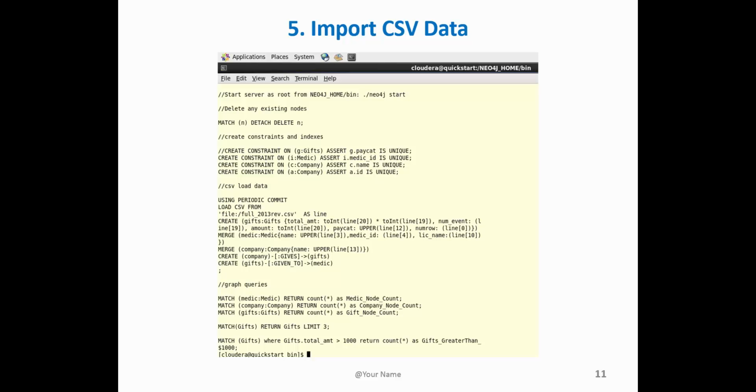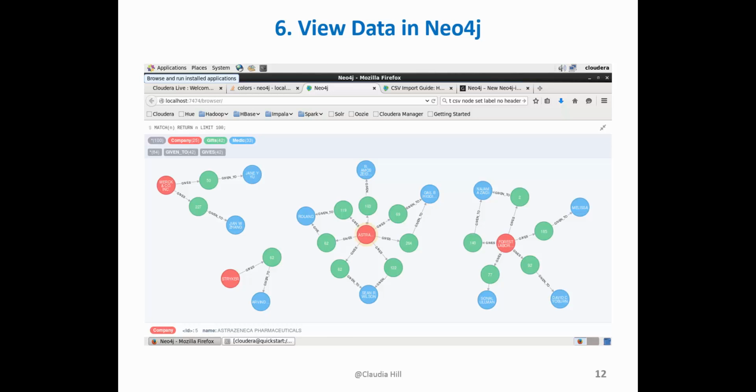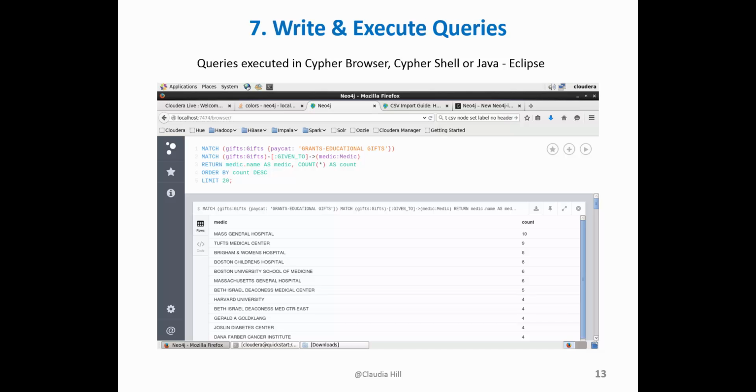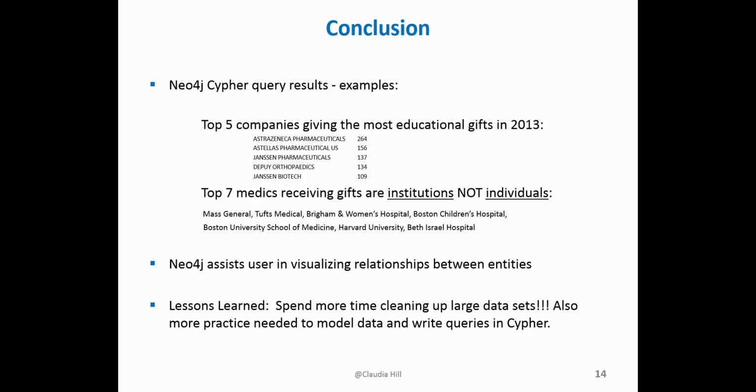That's what the data looked like when we wrote the script in Cypher, and there's the model in Neo4j. Also, queries could be written and executed. We found out that 5 companies gave the most educational gifts, and 7 medics receiving gifts are not institutions but individuals. Thank you very much.